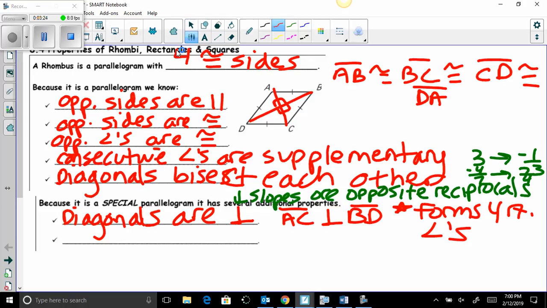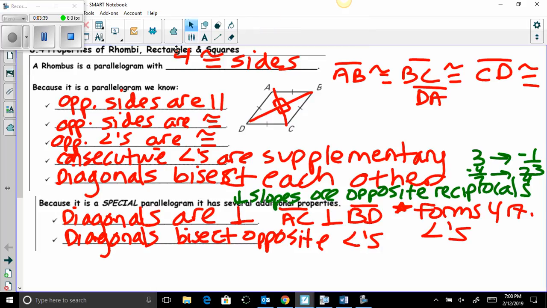The other thing that makes it a special parallelogram is it has the property that diagonals bisect opposite angles. Okay? So where my diagonals are, they bisect opposite angles. So this angle is congruent to this angle is congruent to this angle, and these are congruent here. So that's another thing that makes a rhombus a special parallelogram.